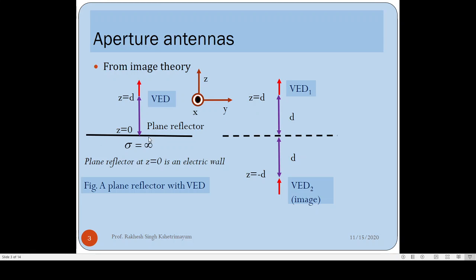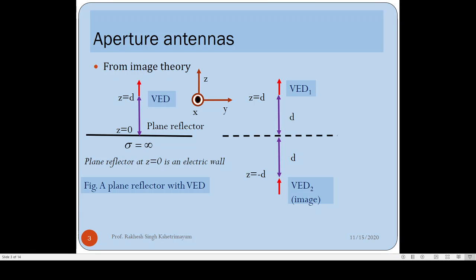This diagram shows that we basically have a vertical electric dipole. This is Z equal to 0. At Z equal to D, we have a vertical electric dipole, and assume that we are placing a plane reflector here at Z equal to 0. If the reflector is made of metal, then we can assume that the conductivity tends to infinity, a perfect electric conductor. Then we can analyze this using the method of images.